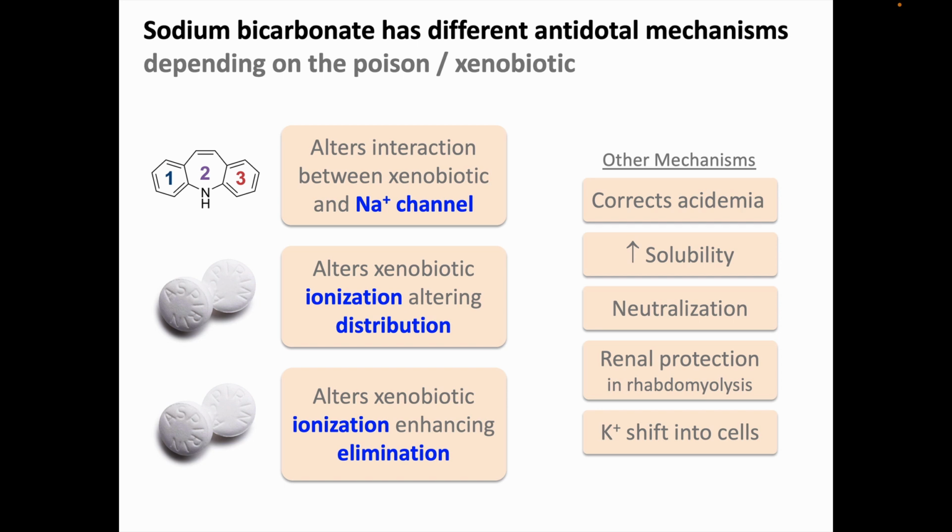And on the right-hand side, we see several other mechanisms. Bicarb may correct life-threatening acidemia in selected tox cases. Changing the pH can also affect drug solubility or neutralize acids released by exposure to some xenobiotics. Some non-tox-specific mechanisms, like renal protection from rhabdomyolysis and potassium shifting to treat hyperkalemia, will also work in tox cases when these complications, which are not rare, have occurred.